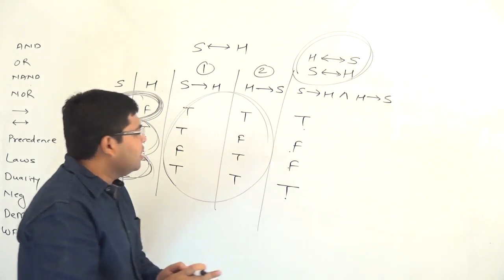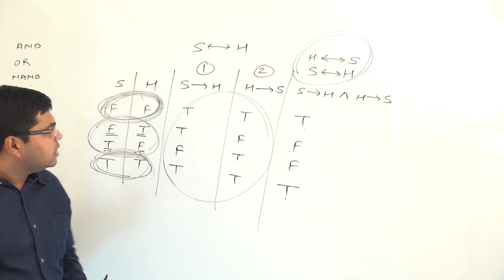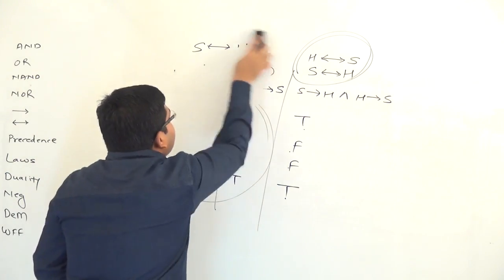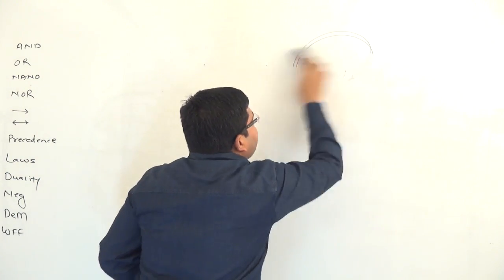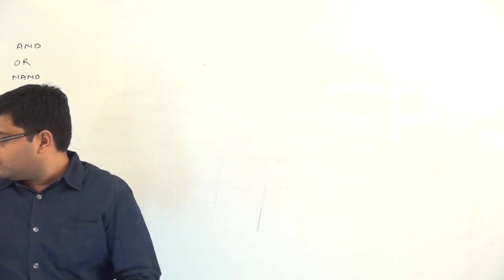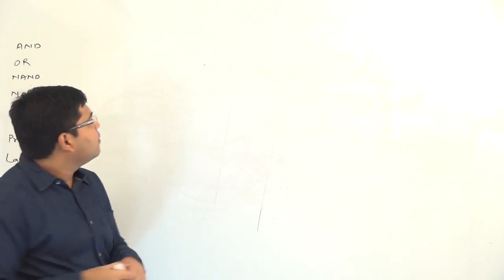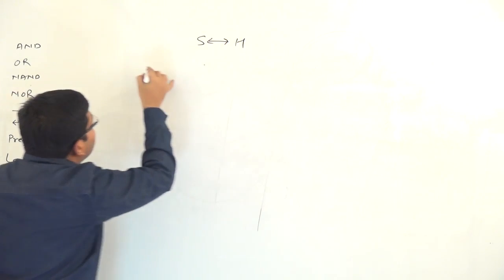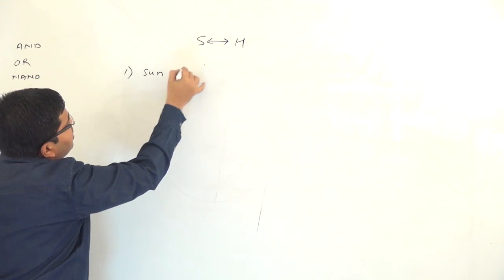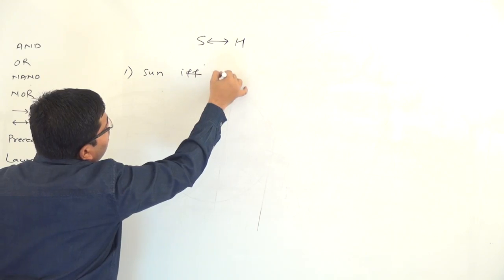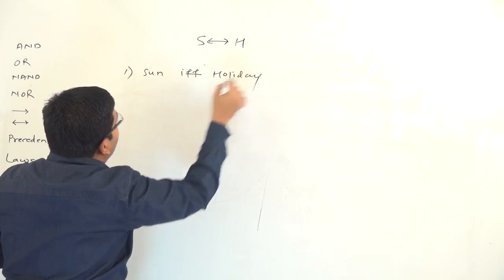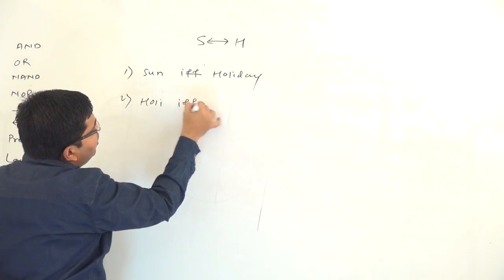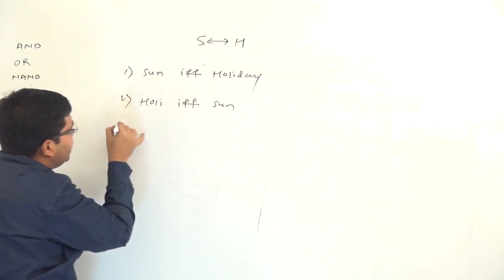And that is why we say that Sunday double implies holiday means Sunday if and only if holiday, then holiday if and only if Sunday.